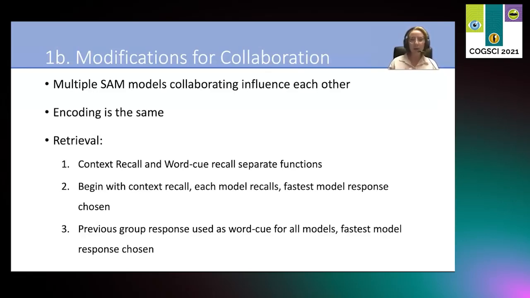To do this, we separated the context recall and word cue recall sections of the model into separate functions. What happens is each of the models begins context recall, and they're doing it separately, with no input from the other models. Then the fastest model response is chosen, and the other models in the group can hear that response, and then all the models in the group use that response as a cue for word cue recall.